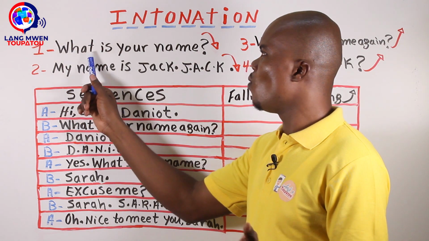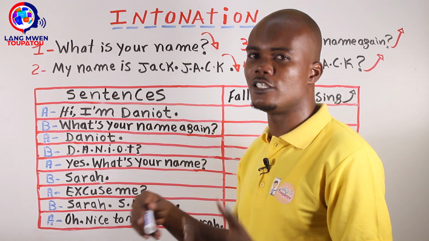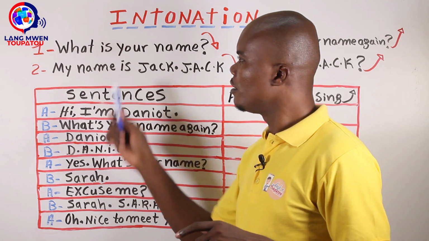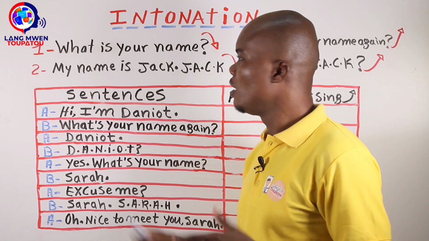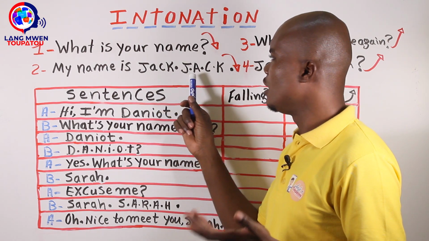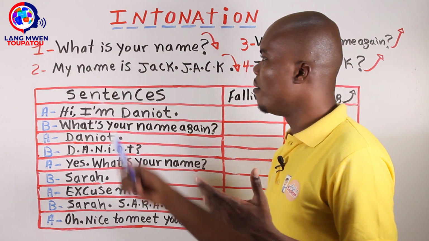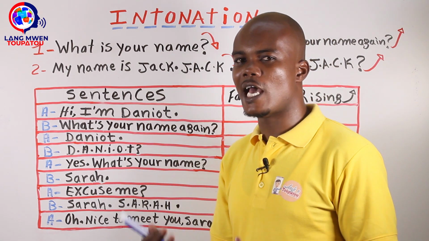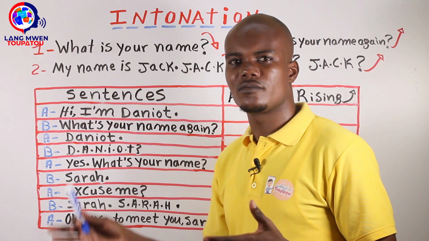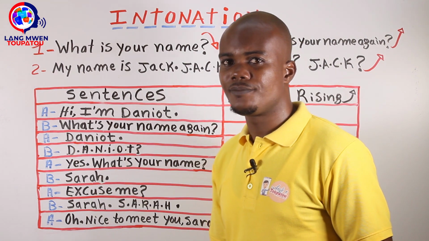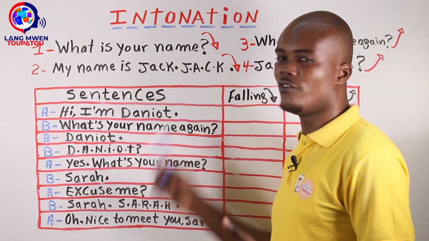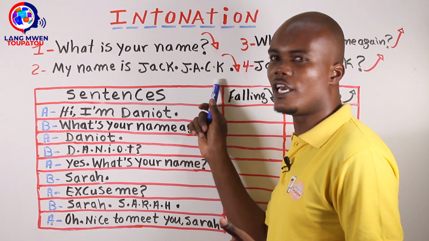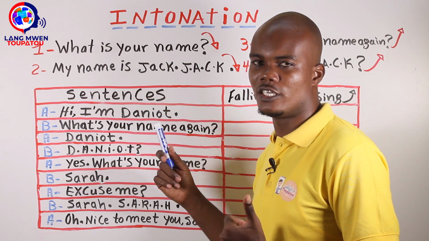Okay? Like I say, what is your name? Is a falling intonation. Good. The second one is, my name is Jack, J-A-C-K. My name is Jack. Like you say, what is your name? My name is Jack, J-A-C-K. It's the falling intonation again. It's always falling intonation. My name is Jack, J-A-C-K. It's the falling intonation.